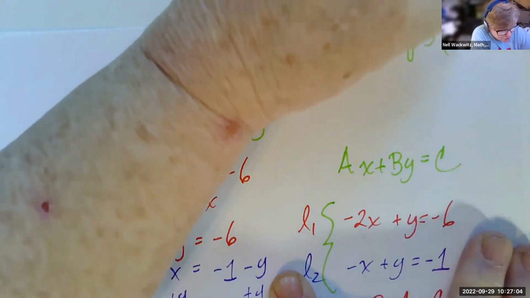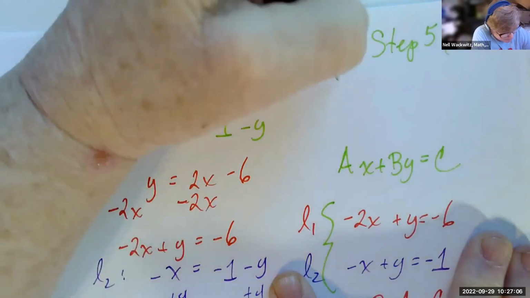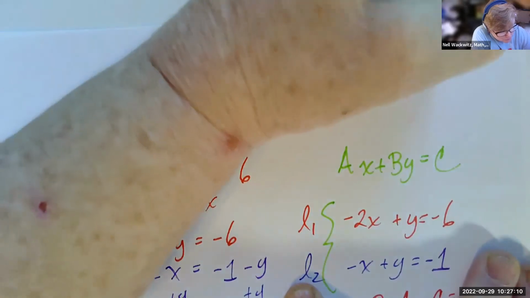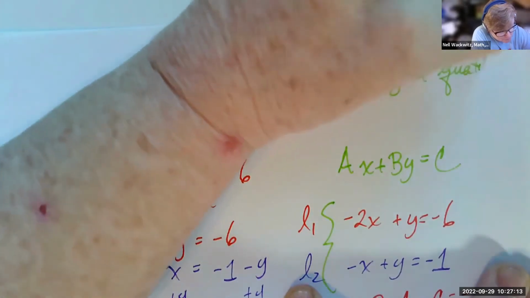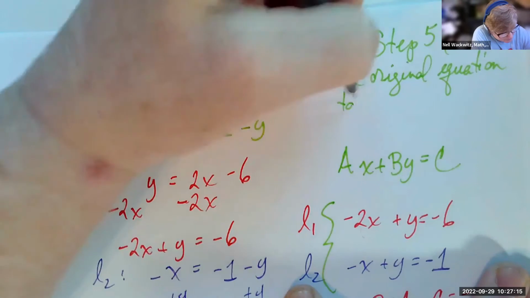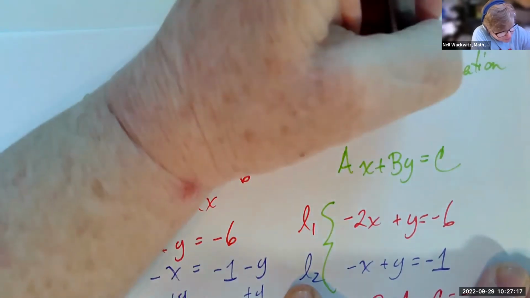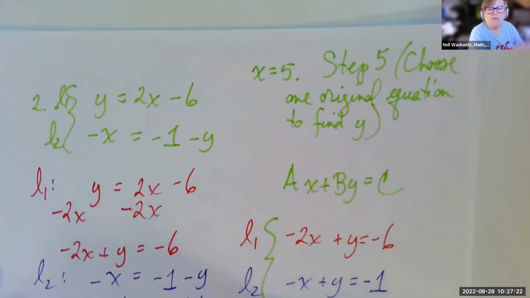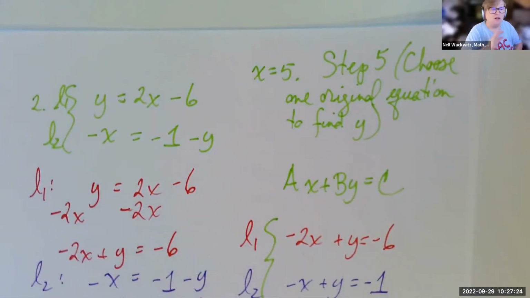We have to choose one original equation to find y. This is the one where you can choose either one, right? Which one would you normally go with?